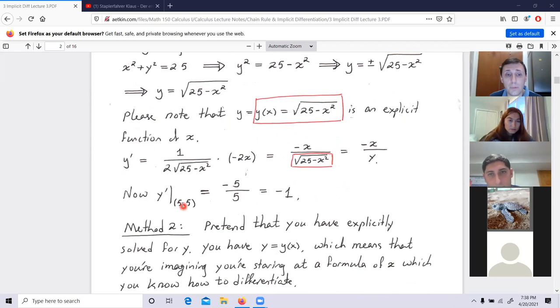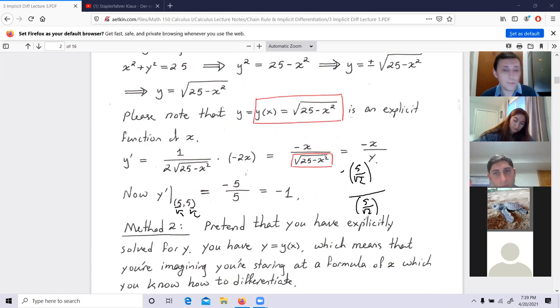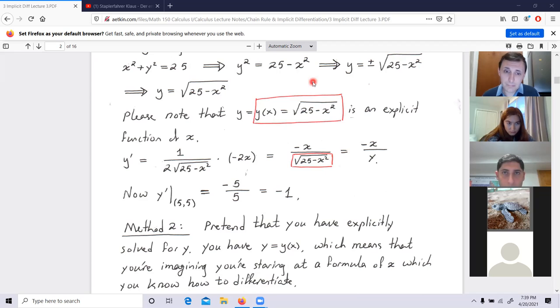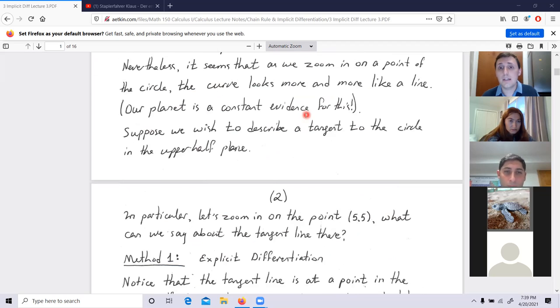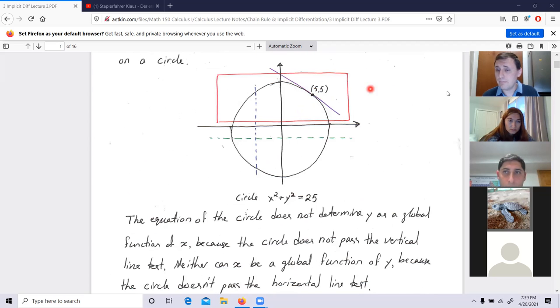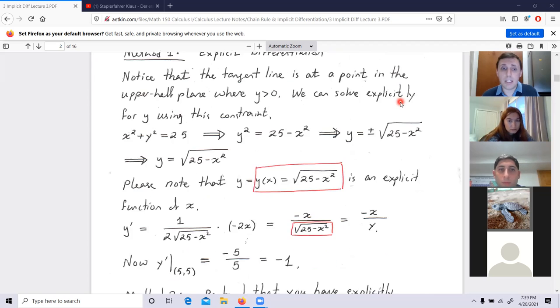Plugging in the point, not the point 5, 5, but the point 5 over root 2, 5 over root 2. So I have minus 5 over root 2 over 5 over root 2, and that is equal to minus 1. Yes? Good. So we have that the slope here is minus 1. Very believable.